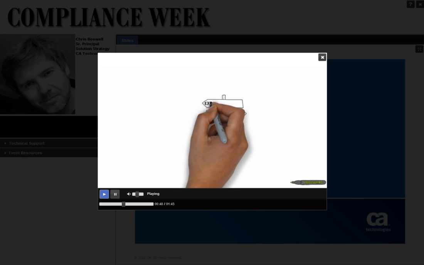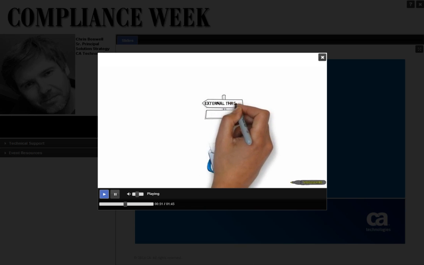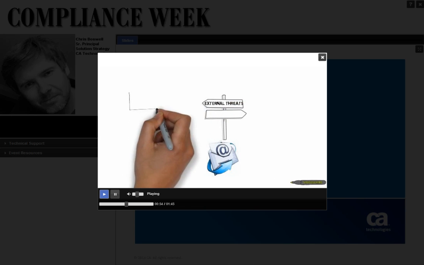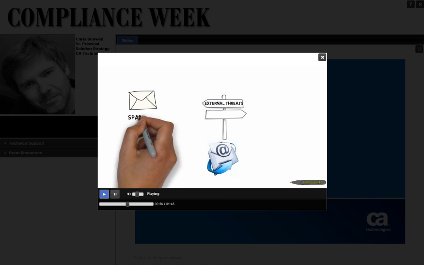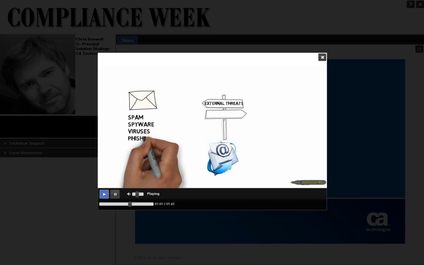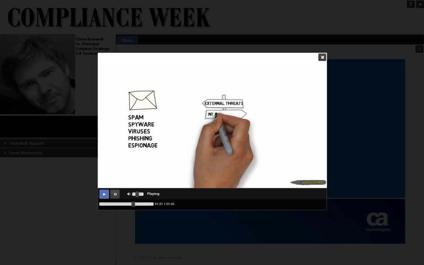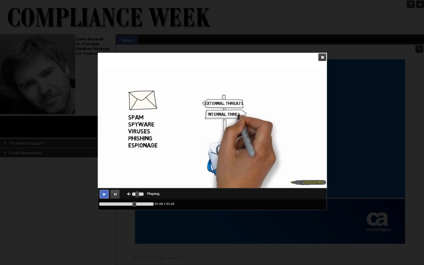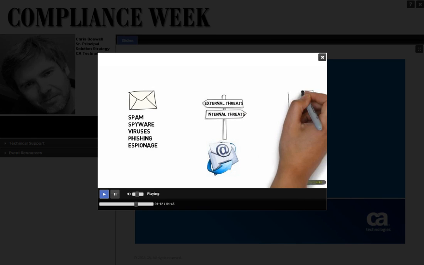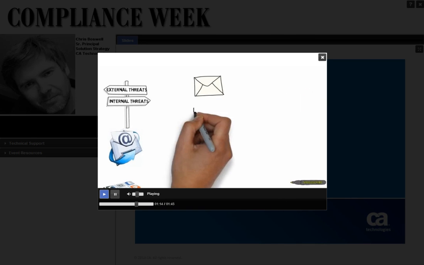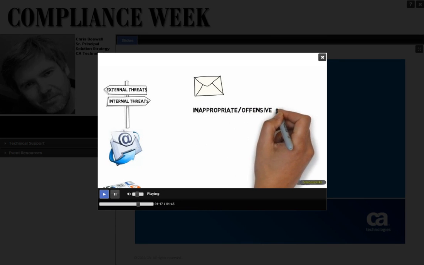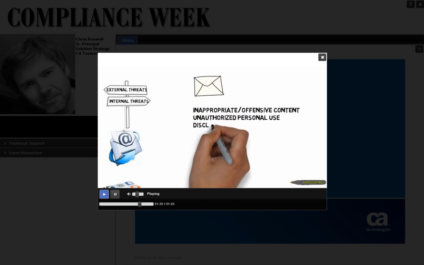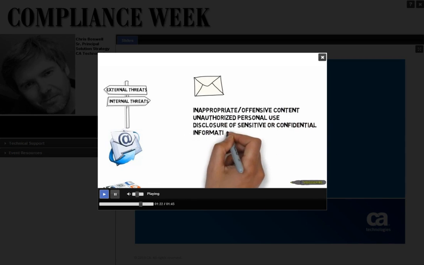Now, when we think about what can go wrong with email today, people usually think about external threats. These are things like spam, spyware, viruses, phishing attacks, and espionage. Over the next 45 minutes, we'll explore many of the internal threats that are often much more difficult to address. So, for example, these would include things such as inappropriate or offensive content, unauthorized personal use, disclosure of sensitive or confidential information, and nonconformance with regulations.